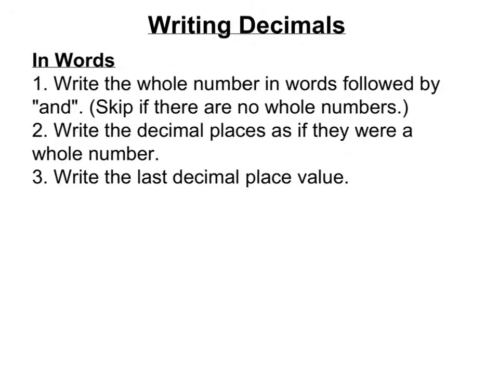To write a decimal in words, follow these 3 steps. Step 1, write the whole number in words, followed by and. Now you're going to skip this step if there are no whole numbers. Step 2, write the decimal places as if they were a whole number. And step 3, write the last decimal place value. So let's go back to our previous example.